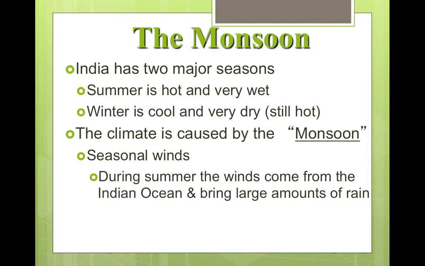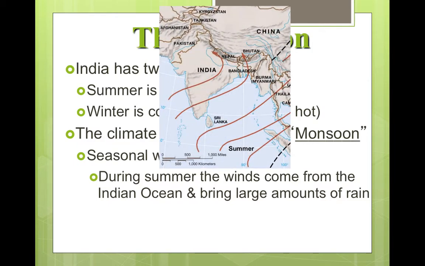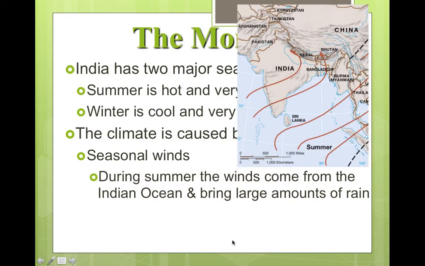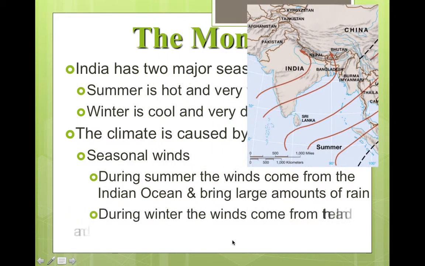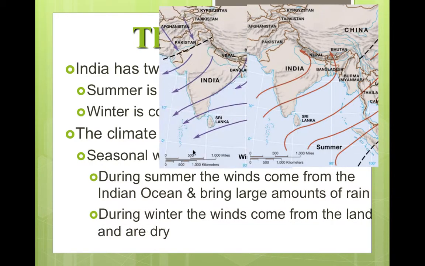When we think of monsoons, a lot of us think of rain, but we have to remember that it actually has to do with the wind, and it happens to bring a lot of rain with it. So here you see the monsoon coming up and into India, and this is where it's bringing the wind and rain. And during the winter, it comes from the lands that are very dry. So it's coming from the other direction.